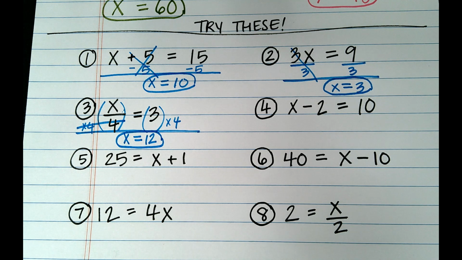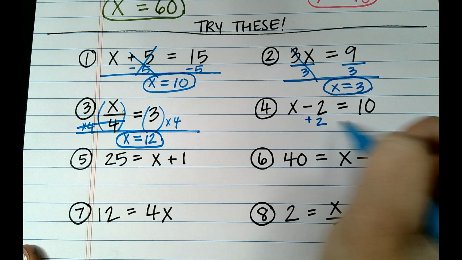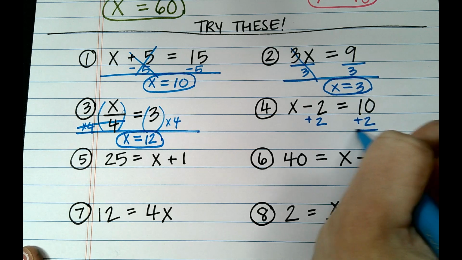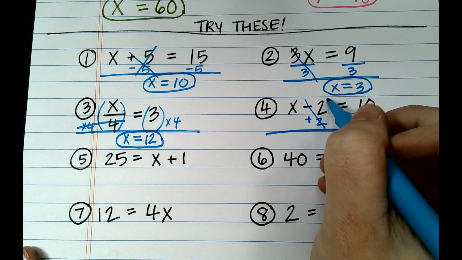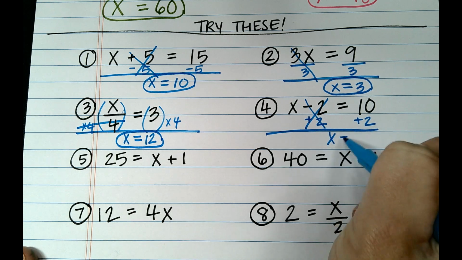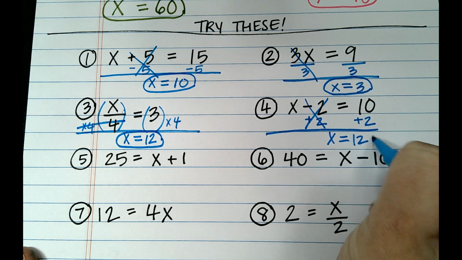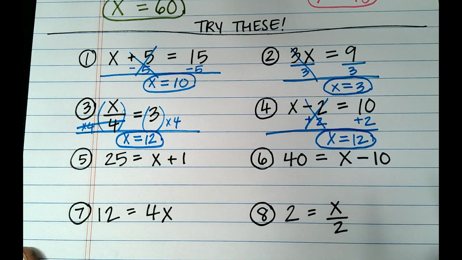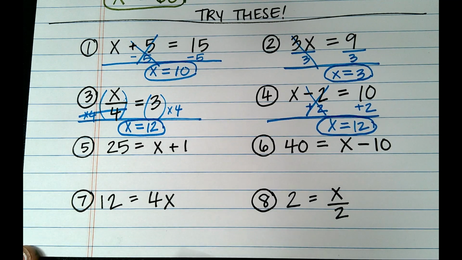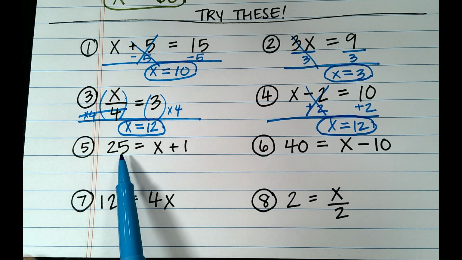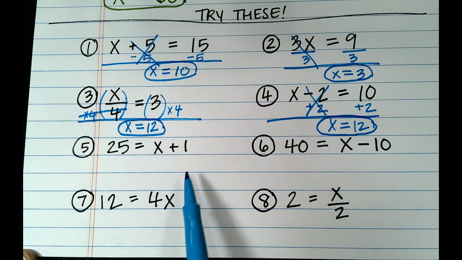Number 4, X minus 2 equals 10. How do I solve? Add 2. Good. To both sides. And my 2's cancel. So X equals 12. Good. All right, halfway there. Now we'll look at number 5. 25 equals X plus 1.